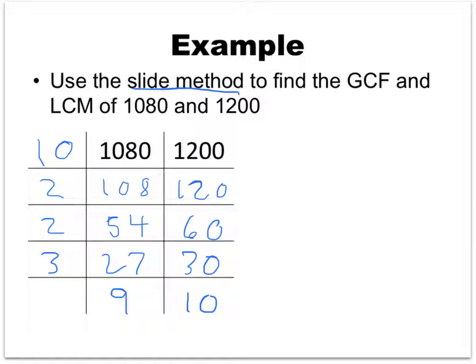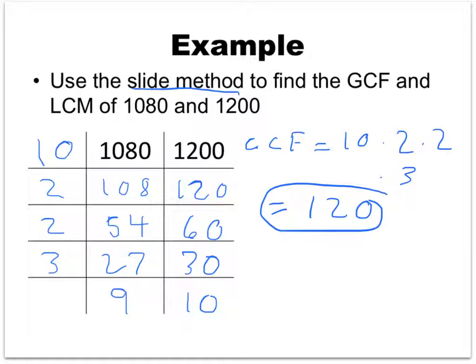And now we could keep going. In this cell we would put a common factor of 9 and 10, but 9 and 10 have no common factors, and so we're going to stop. Now, to get the greatest common factor, we are going to multiply these numbers here on the left-hand side. So our greatest common factor is going to be 10 times 2 times 2, I'm running out of room here, times 3. Okay. So 10 times 2 times 2 times 3, if we do that arithmetic, that comes out to be 120. So there's our greatest common factor.